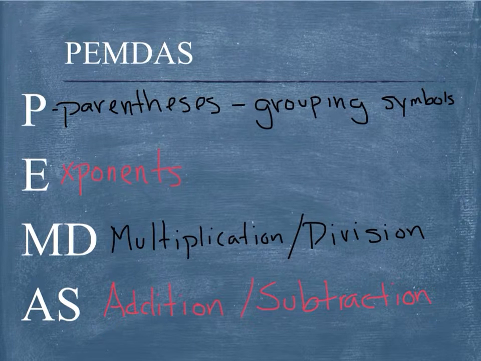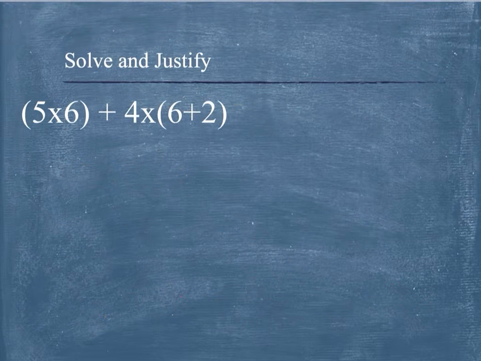Now the reason I did M and D together is because once you get to multiplication and division, you go left to right. As soon as you hit addition, subtraction, you go left to right. So they're kind of in the same step. So you don't always follow multiplication first, division second. You have to go left to right. So let's do a few examples.